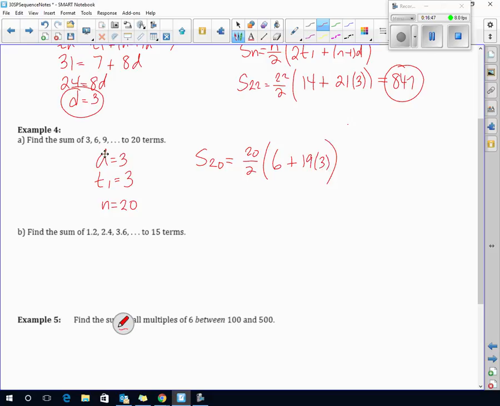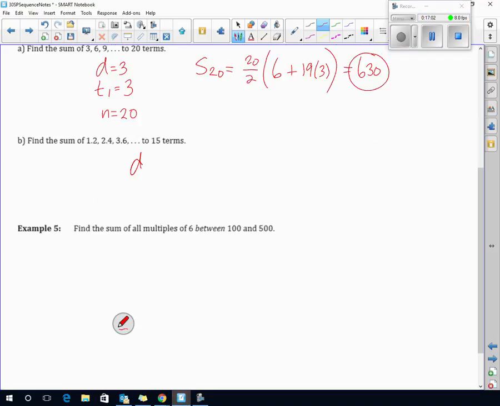Why don't you try the next one using the same formula? It's going up by 1.2, right? It just so happens the first term and the difference are the same thing again. So we're finding S15. Twice the first term is 2.4, plus n minus 1, which is 14, times the common difference of 1.2. You should get 144 when you punch it all in. Alrighty.